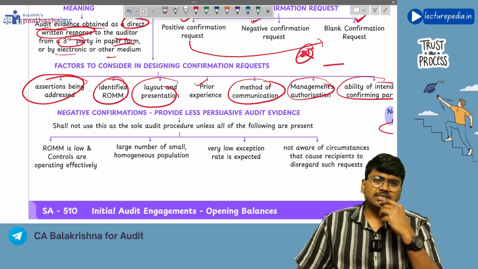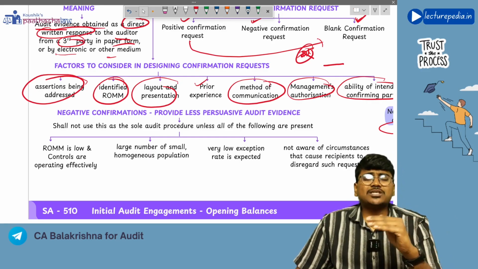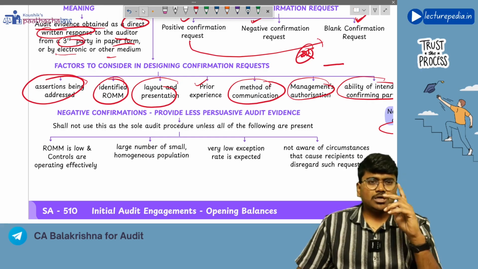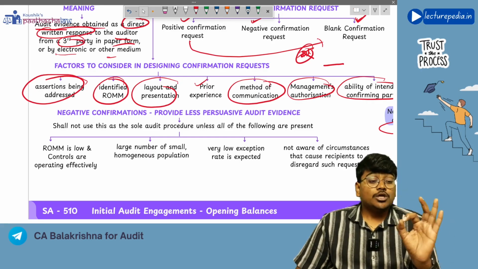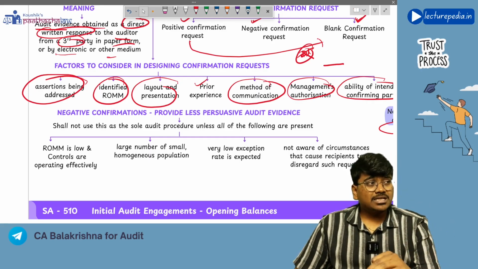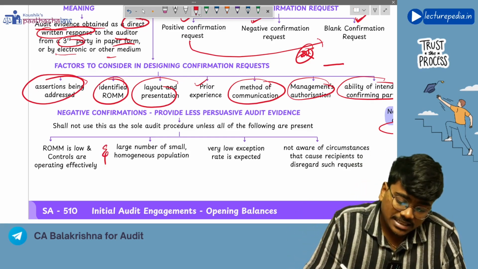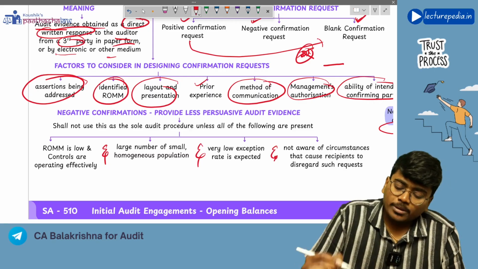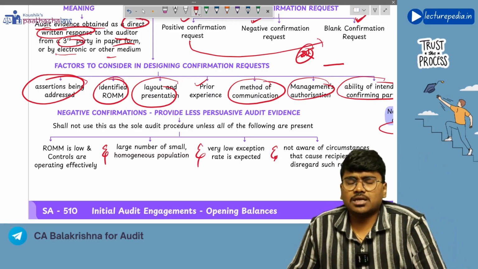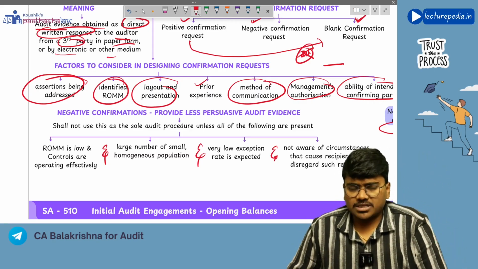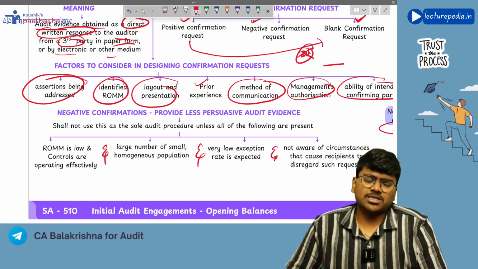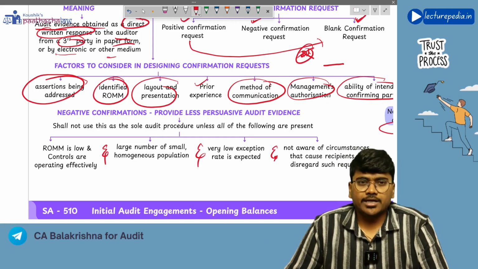Negative confirmation request provides less persuasive audit evidence when compared to the positive confirmation request. So you cannot use negative confirmation every time. Only if the following four situations are there can you use a negative confirmation request. If any one of the situations is not there, you cannot use a negative confirmation request.